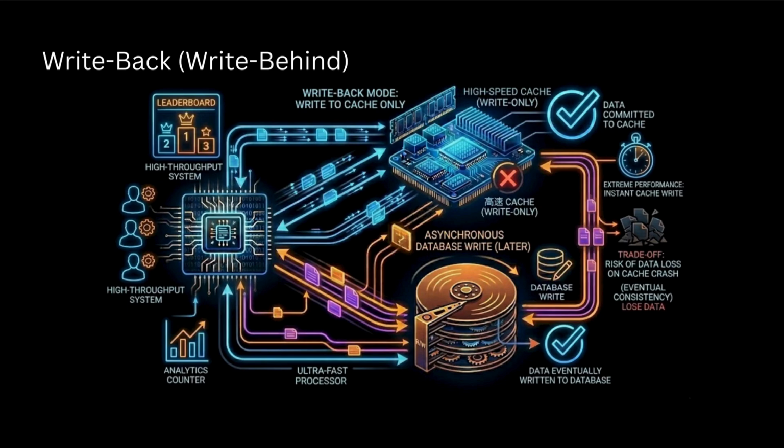You're trading consistency for extreme performance. But here's a problem with memory. It's expensive and limited. You can't store data there forever or you'll run out of space. To solve this, we give our data an expiration date. Caches cannot store data forever.